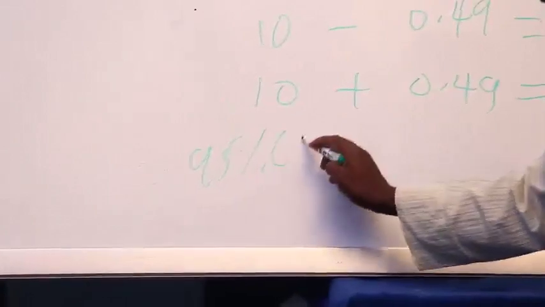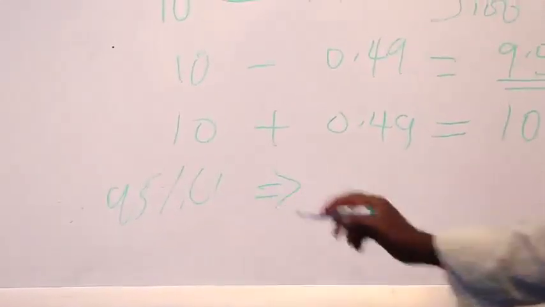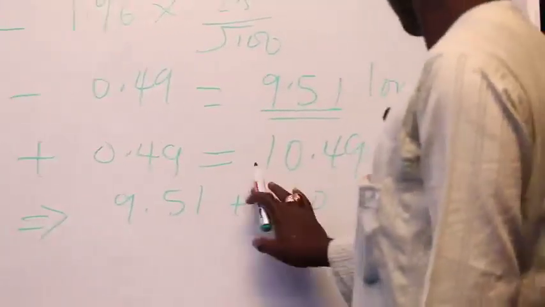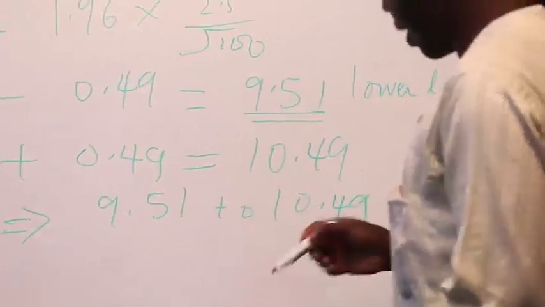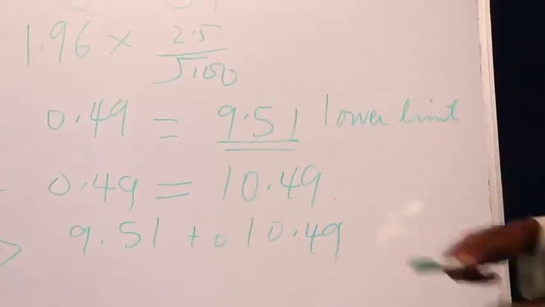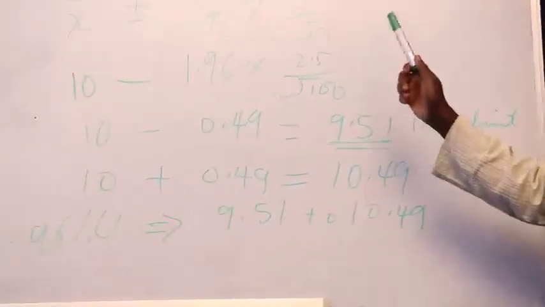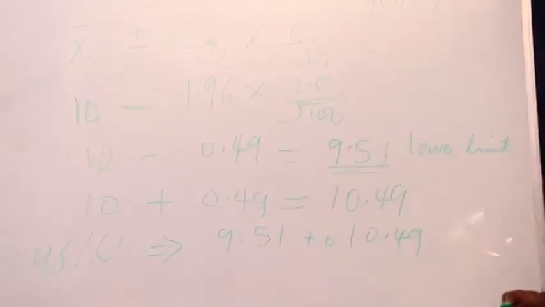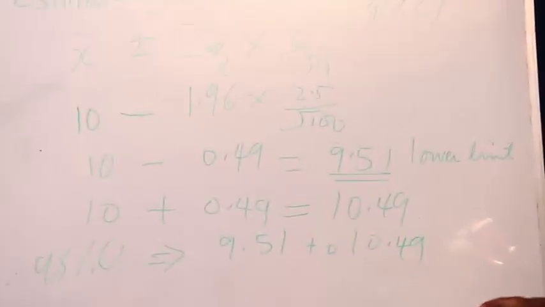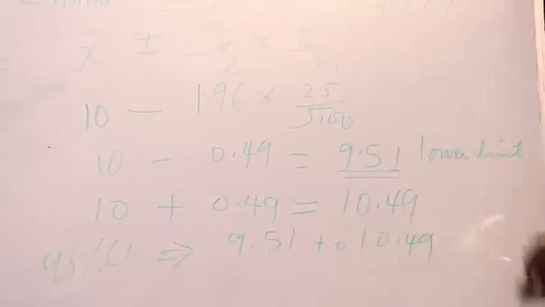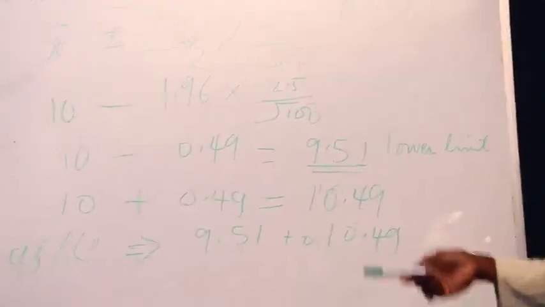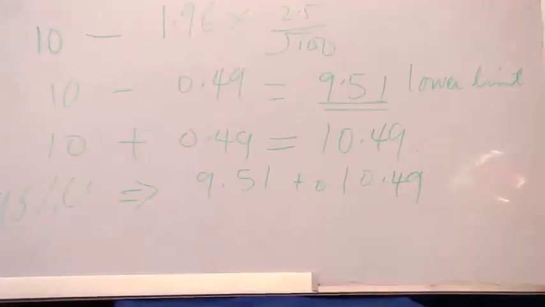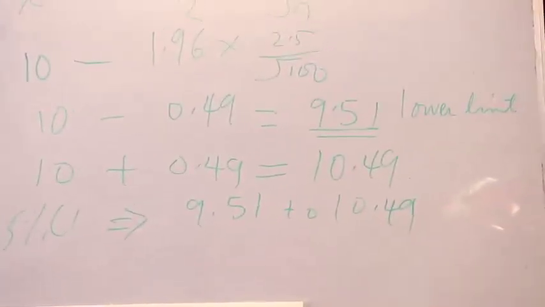Therefore, you can say the 95% confidence interval will range between 9.51 to 10.49. And the interpretation is this: repeated samples of infants in this community will yield a mean weight ranging between 9.51 to 10.49 with 95% degree of confidence.